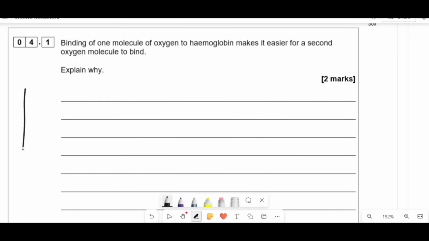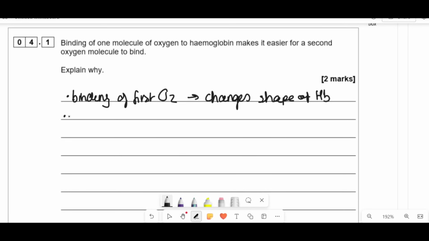If it didn't have that, it would just be a straight line and level off like this, which it doesn't. It does that because of this. So the reason why that happens is that clearly the binding of the first O2 must change the shape of hemoglobin. That means the further binding sites are more accessible, or easy to bind to, for O2. There you go.